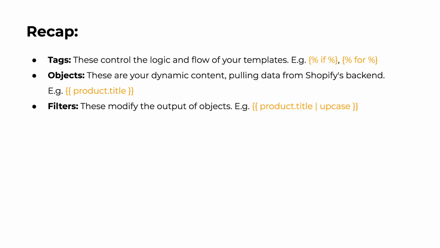Filters. These modify the output of objects. You can format your data easily using filters, like money filter to display prices or upcase to capitalize text. By understanding these building blocks, you are well on your way to creating dynamic custom Shopify themes.